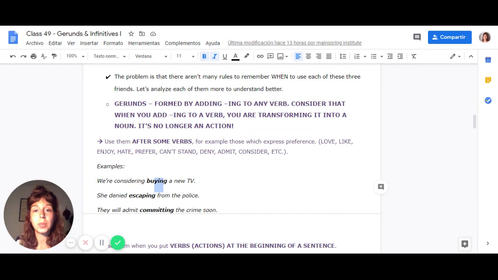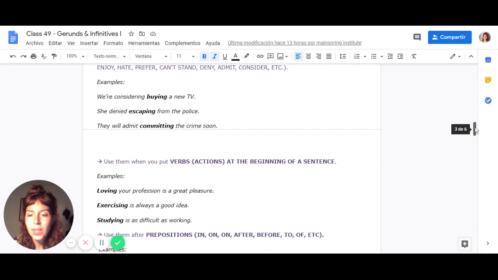First, I want to express that the action is happening now. I use the present continuous. After that, I want to add another verb. Y entonces, porque el verbo consider me pide ing, al verbo que le sigue le pongo ing, así como hacíamos con like. She denied escaping from the police. Denied, negar, and it needs ing after it. They will admit, tengo el verbo admit, necesita ing después, committing the crime soon.